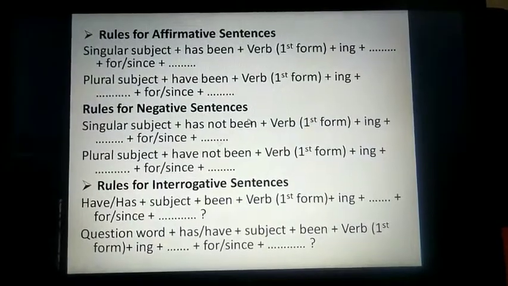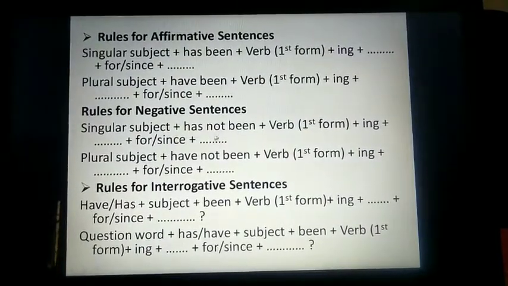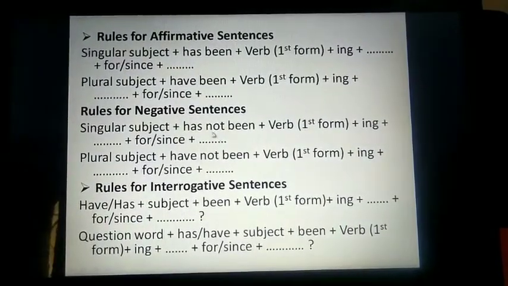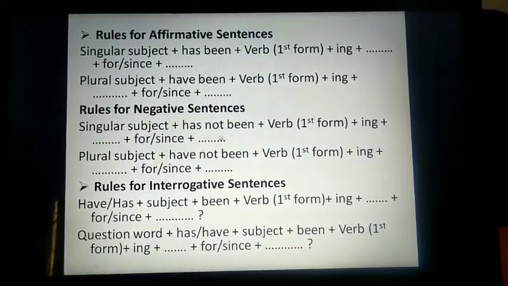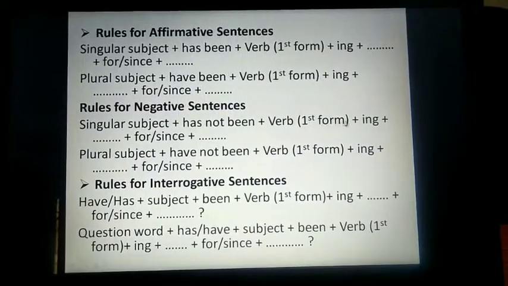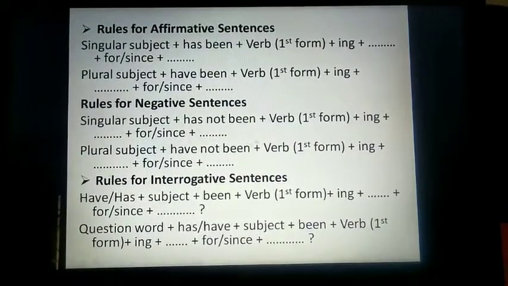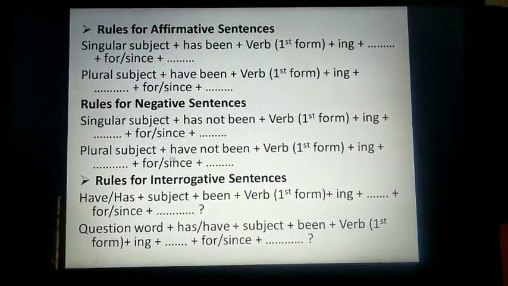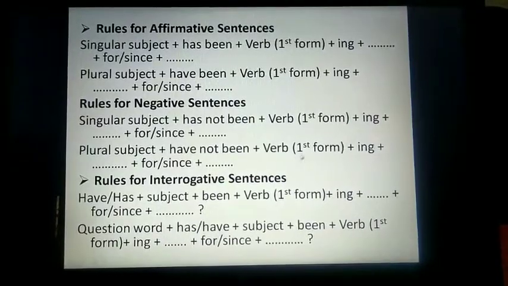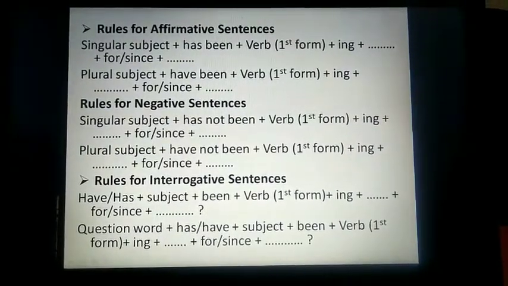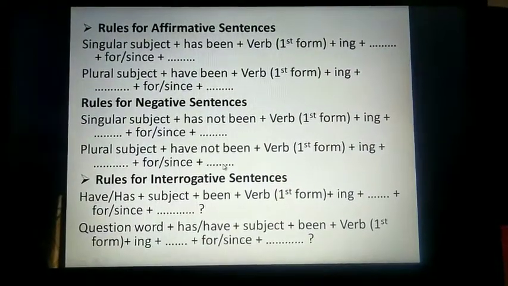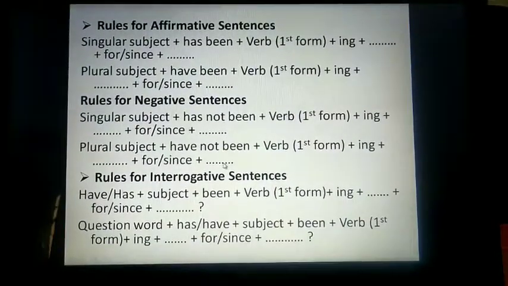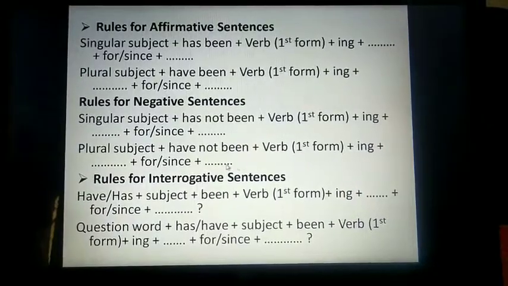Rules for negative sentences will remain the same, only not will be used whether the subject is singular or plural. Singular subject plus has not been plus first form of verb plus ing plus for or since followed by object, then plural subject plus have not been plus first form of verb plus ing plus for or since and followed by object. Example, you have not been suffering from fever for 1 week.